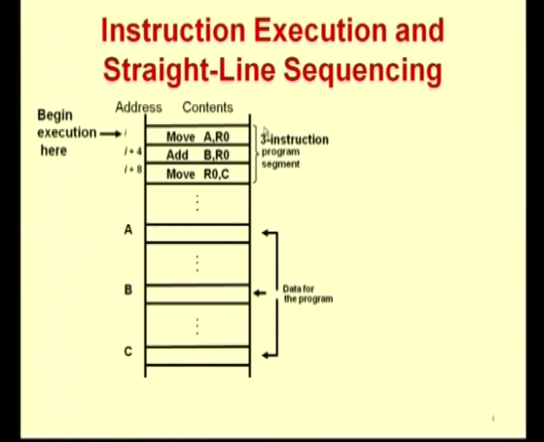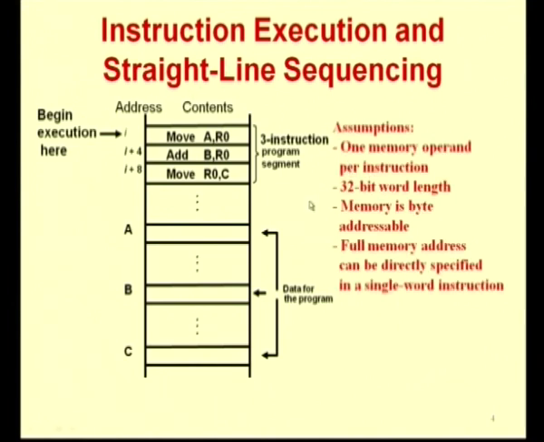Typically in memory you will have some area which is allocated for instructions, and the data for the program may be specified in other memory locations. So, when I talk about memory address A, memory address B, C and so on, these are basically memory locations where the data is stored. This is what you would have if you are doing a straight line sequencing of instructions.